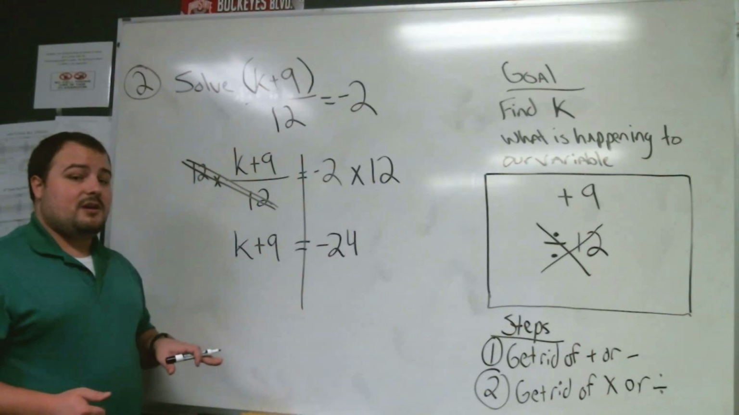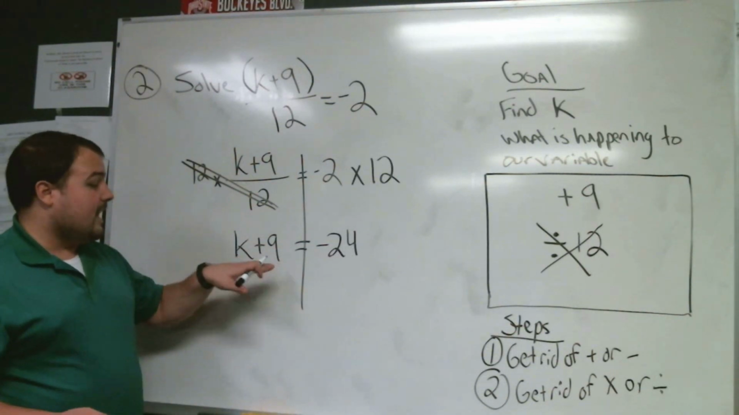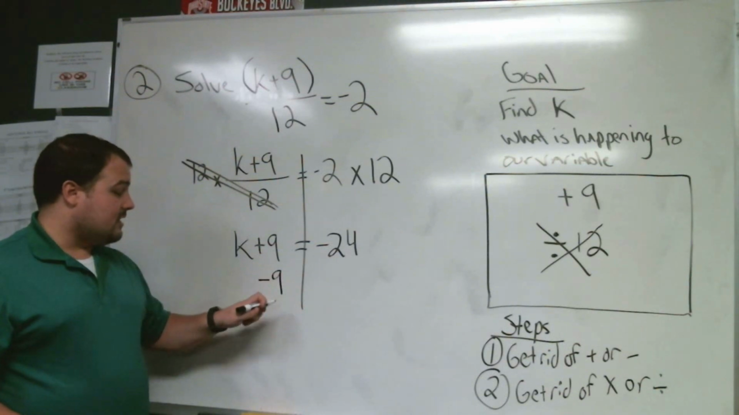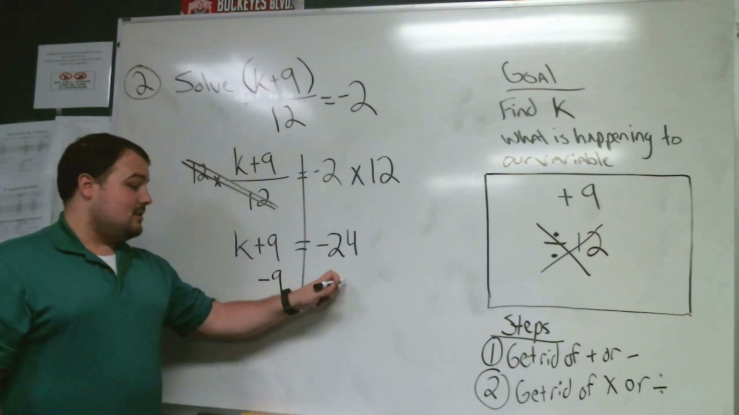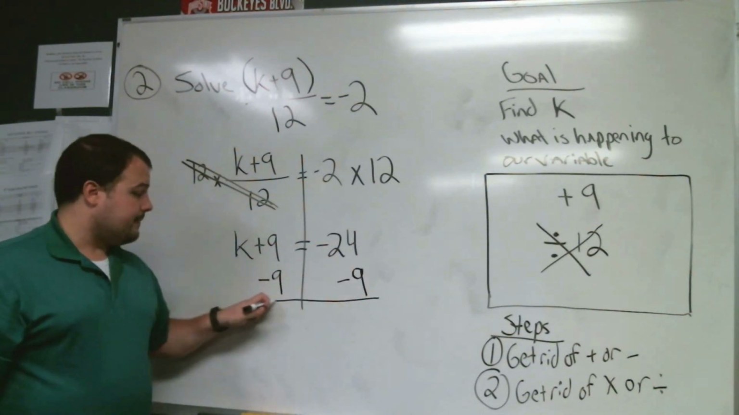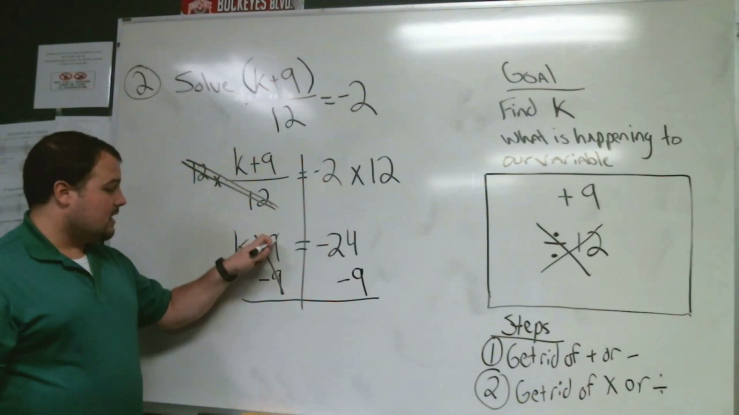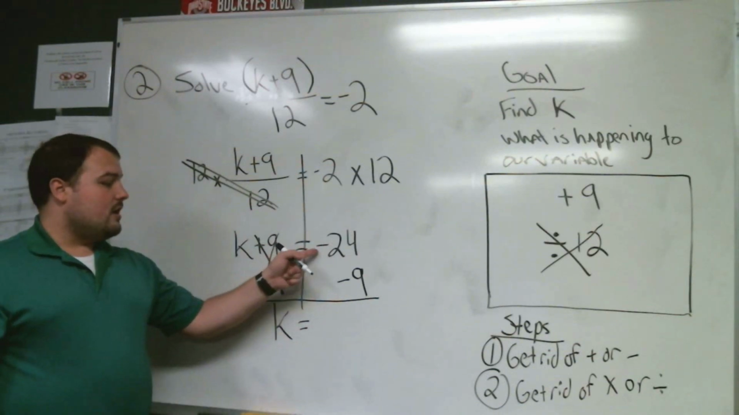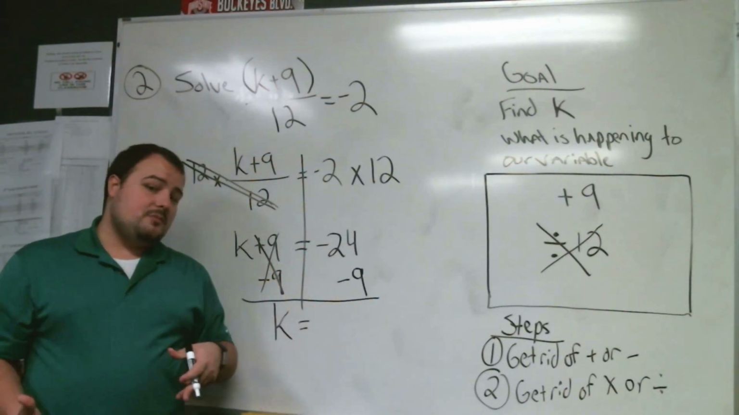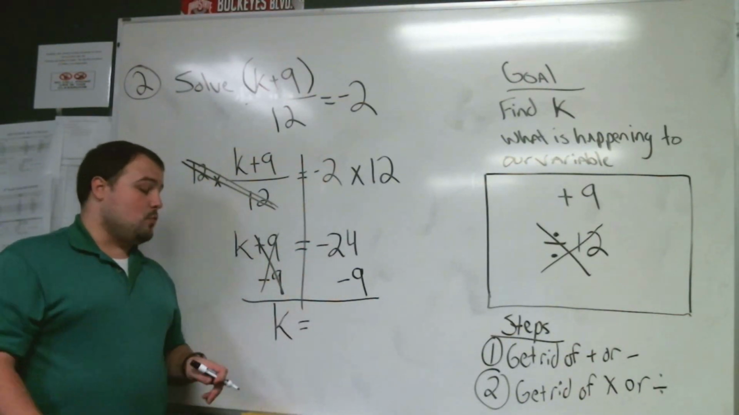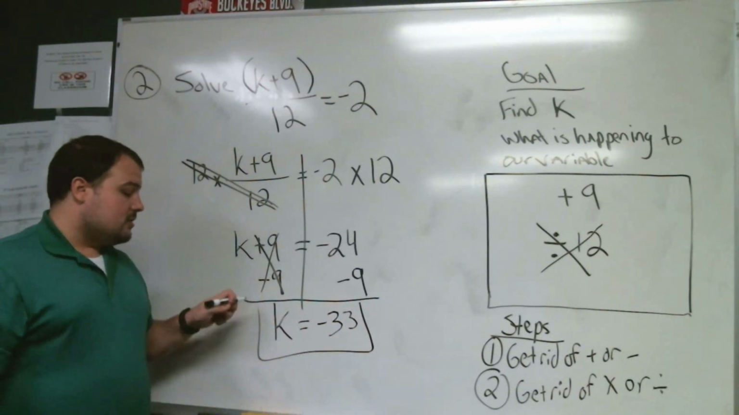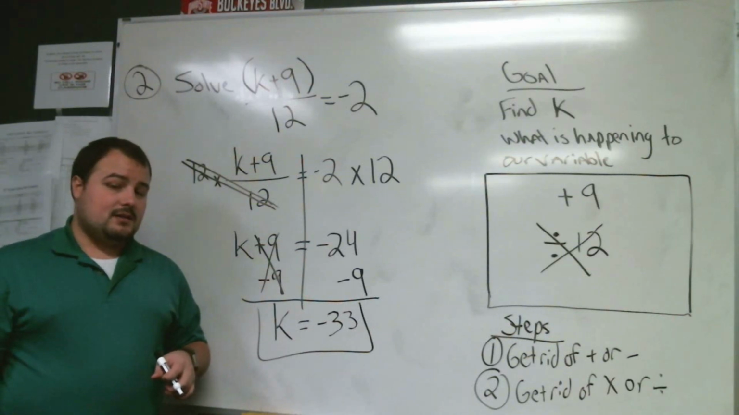So we need to get k by itself. So we need to get rid of adding 9. To get rid of adding 9, we're actually going to subtract 9. And if you do it to one side, you have to do it to the other side. 9 minus 9 cancels out. So we have k equals a negative 24 minus 9 more. Minus 9 more, that's a negative 33. So negative 33 should be my answer.